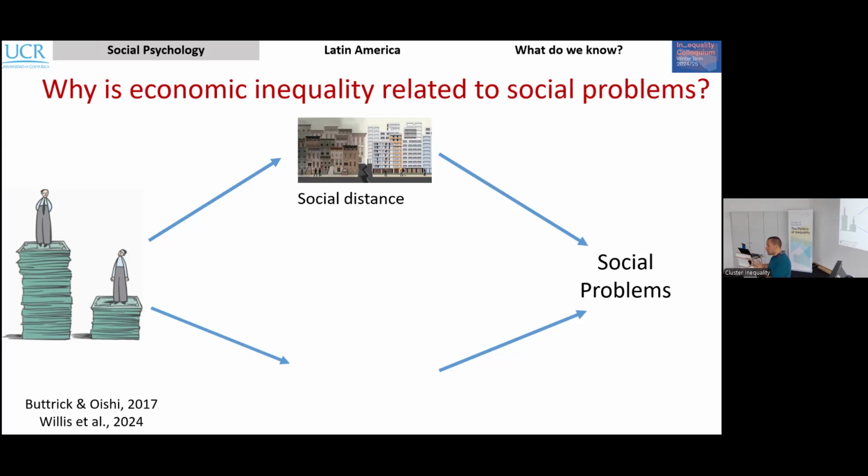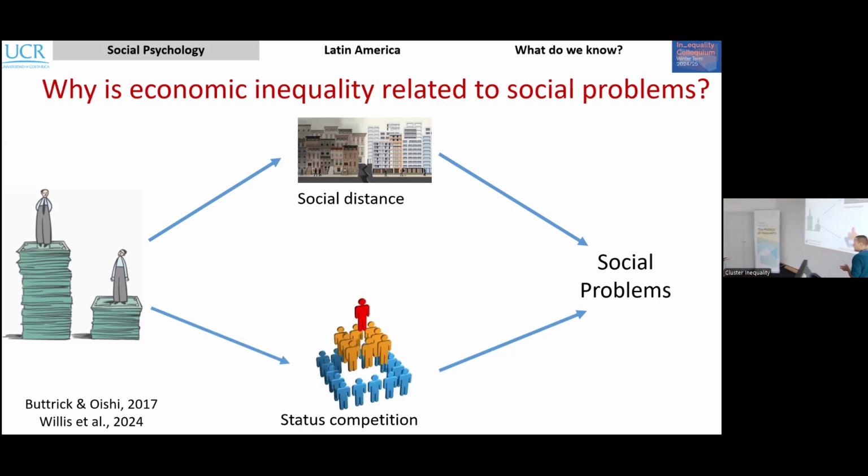And then the other social psychological mechanism is status competition, because in societies with more inequality, the place that people have in the social hierarchy is more important than in more equal societies. Because if you look at a big gap between who you are or where you stand and where all the other people are, this makes people want to increase their place in the social hierarchy and have a feeling of competition with one another.